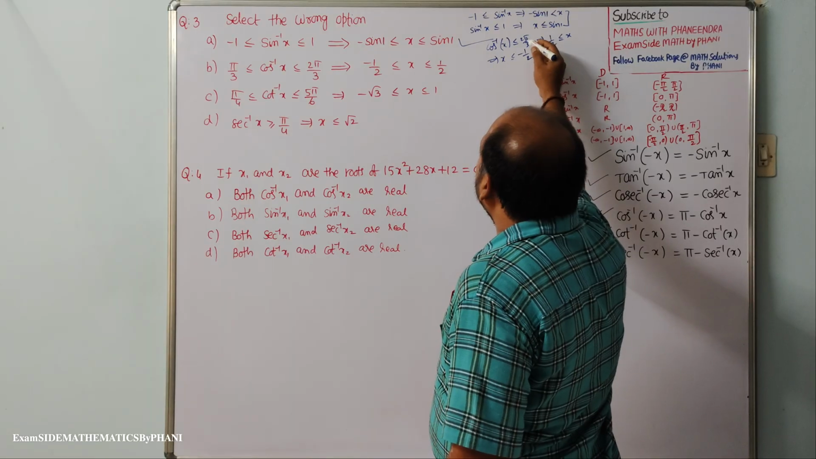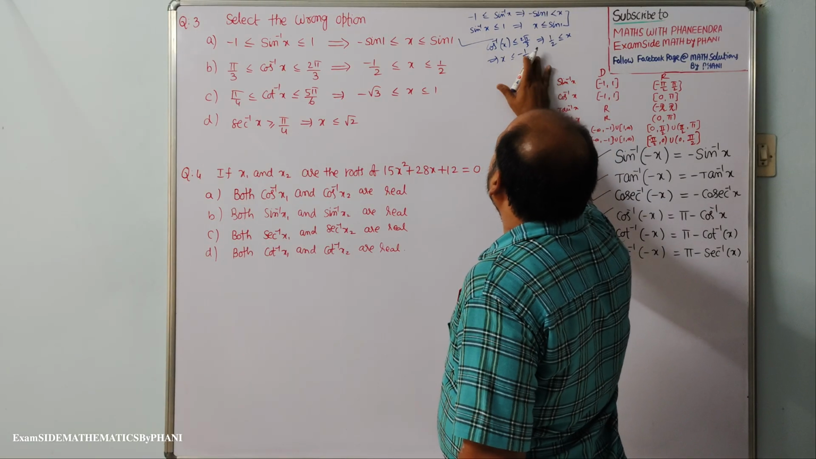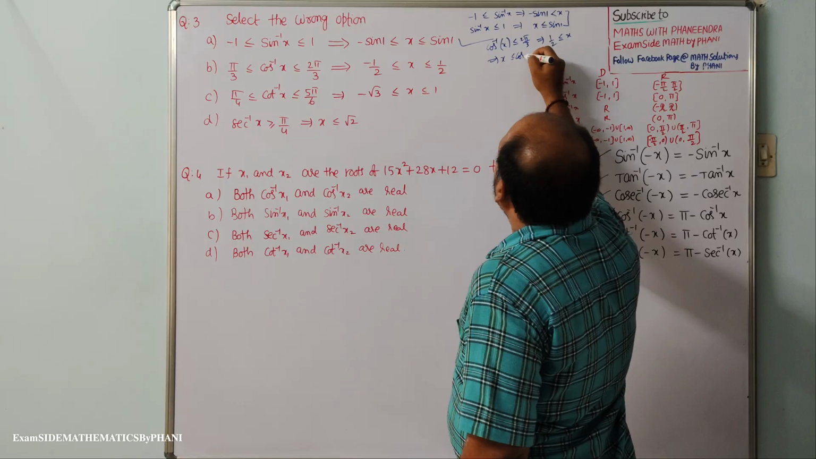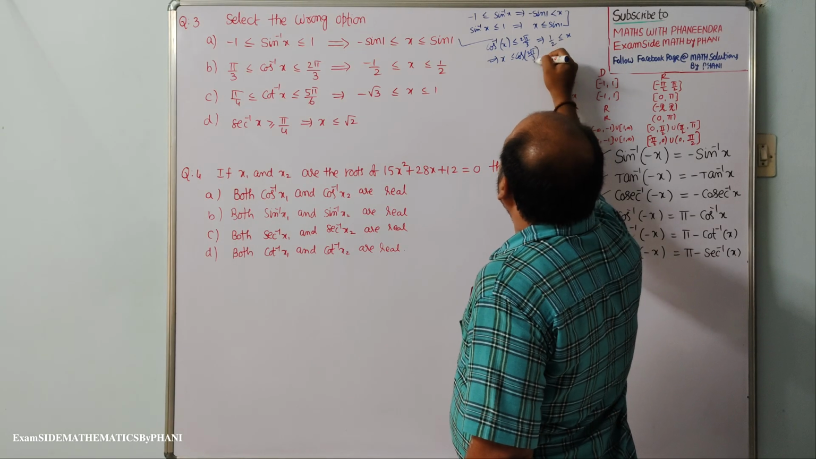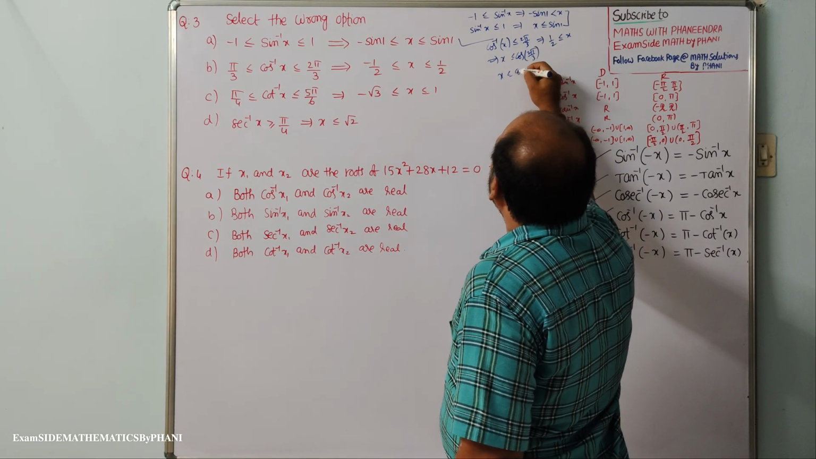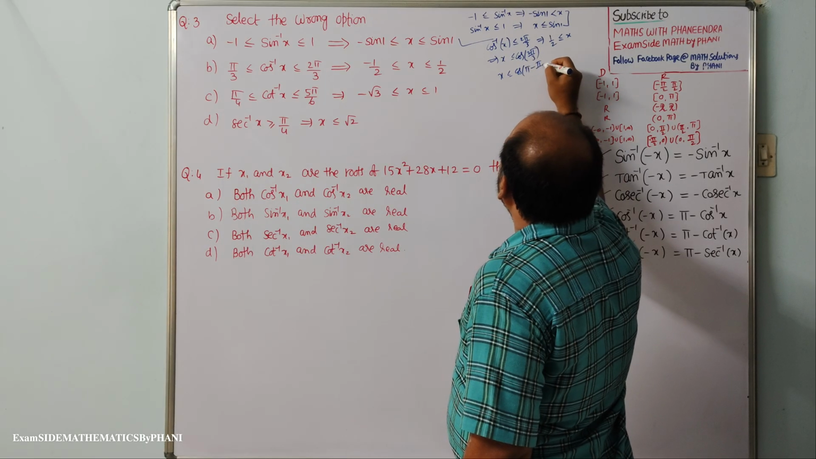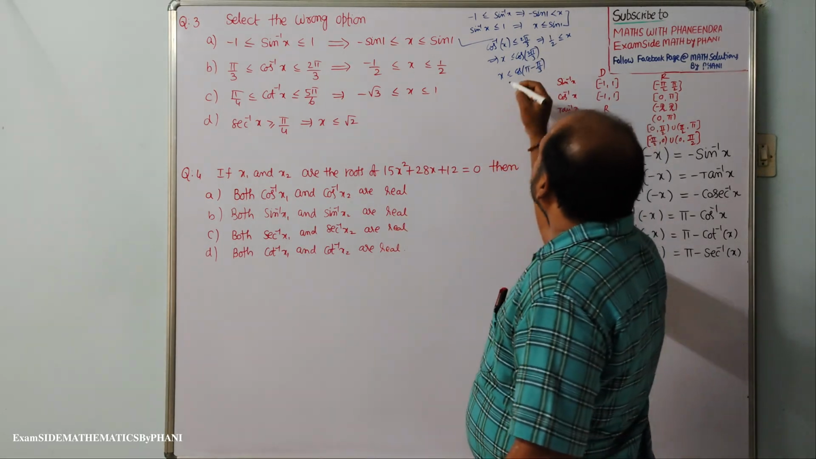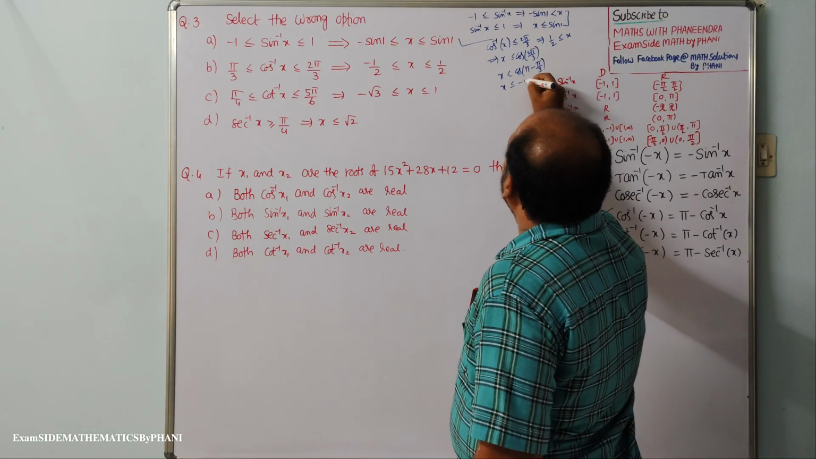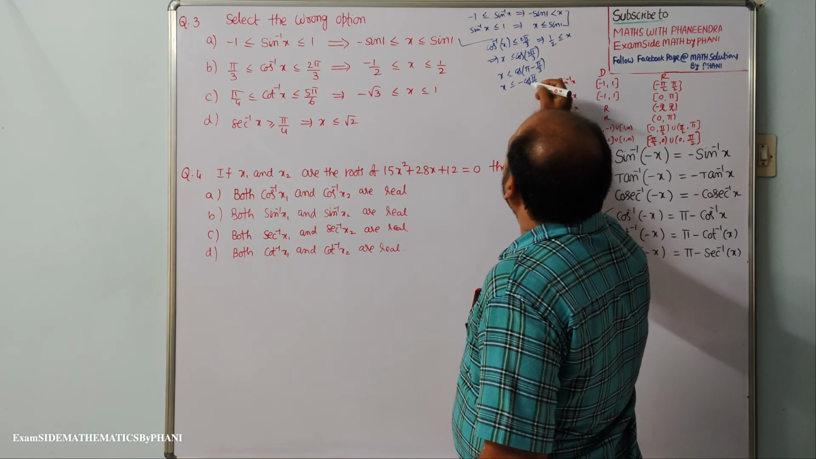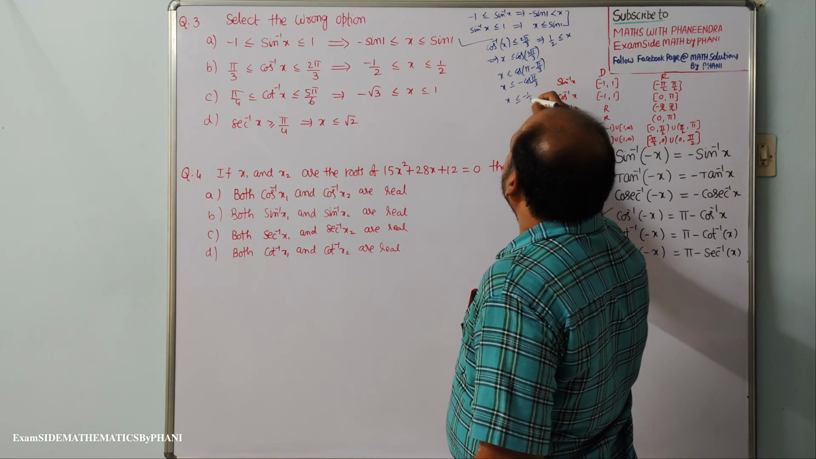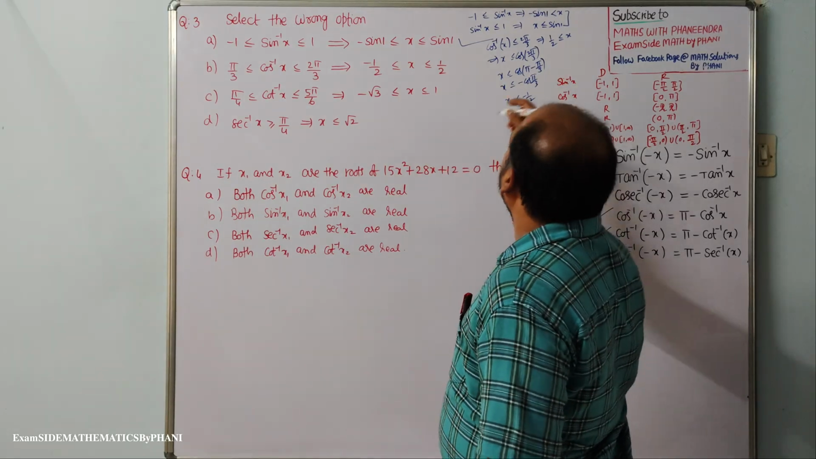That 2 pi by 3, cos 2 pi by 3 will come as cos of pi minus pi by 3. So it is minus cos pi by 3. You will get it like this. So the minus value will always be considered.